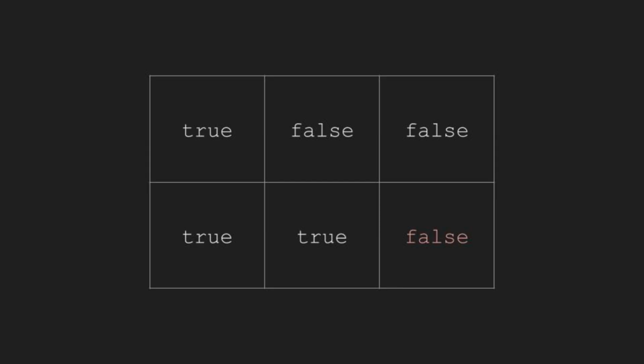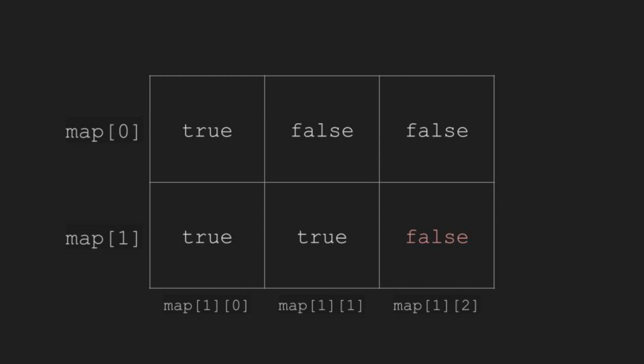So guess how we can access the value of this cell. You may pause here to think about it, and I will give you the answer. So the answer is map[1][2]. map[1] will return the first row, which is this row, and map[1][2] will return the second value of the first row, which is this value.